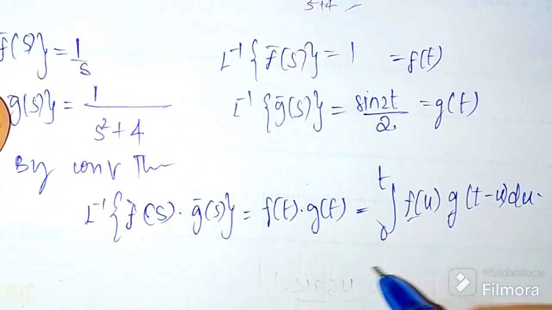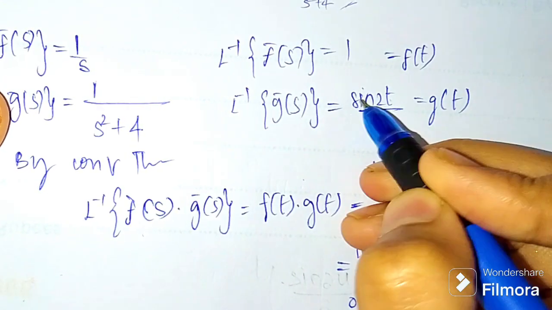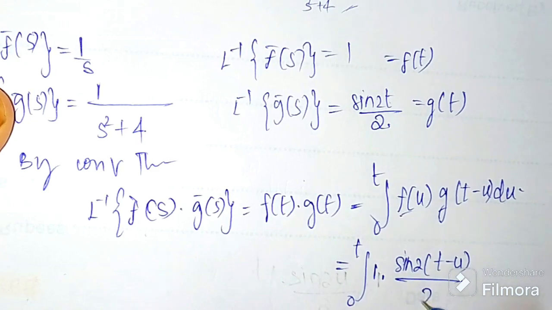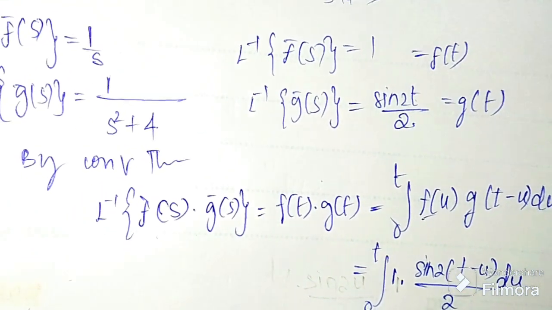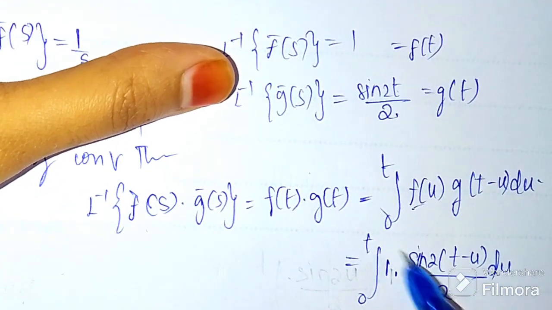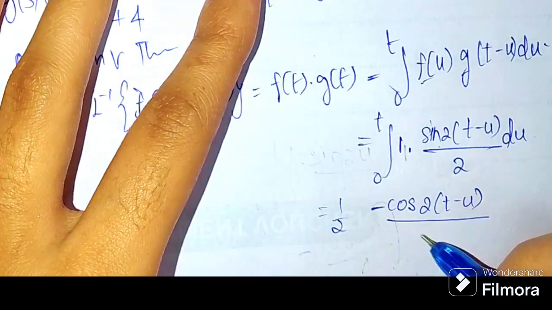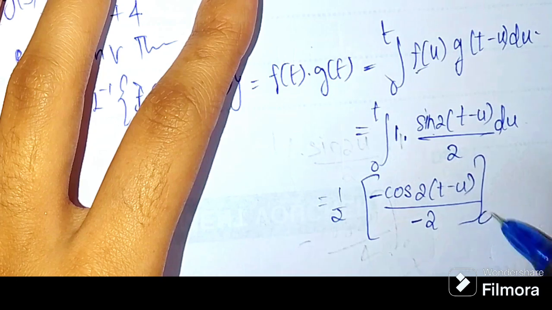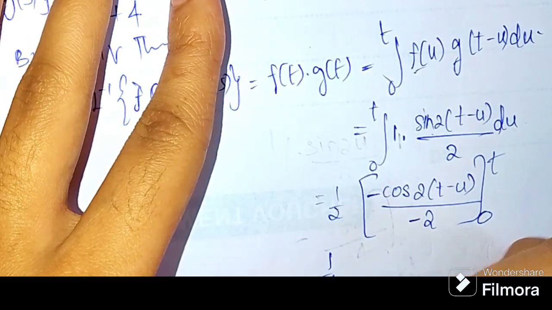F of t is 1, so f of u will also be 1. G of t is this, so g of t minus u means sine 2 into t minus u by 2 du. Now I am taking 1 by 2 outside. Then we'll be left with the integral of sine of something. So this will be minus, the derivative gives minus 2. Limits are from 0 to t. Then I'll get 1 by 4.